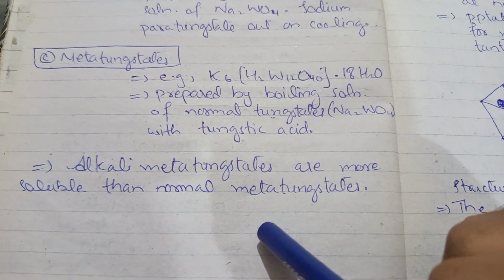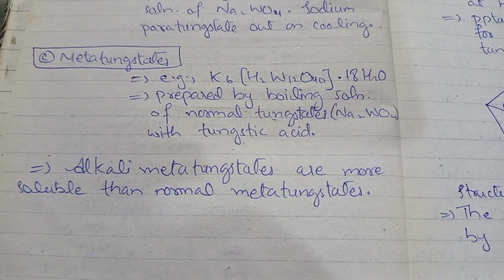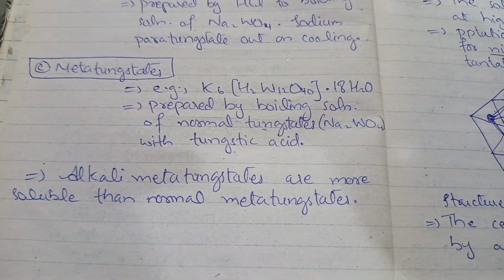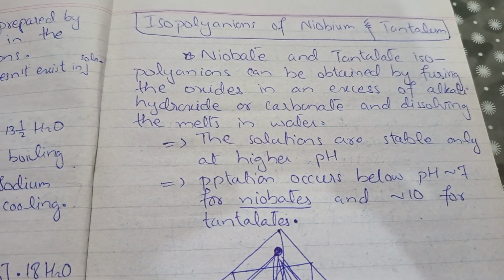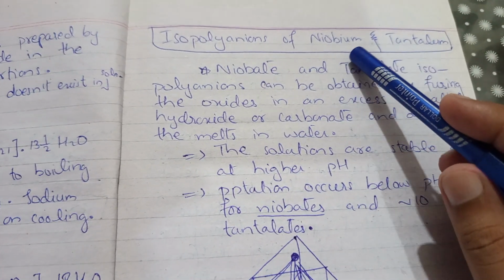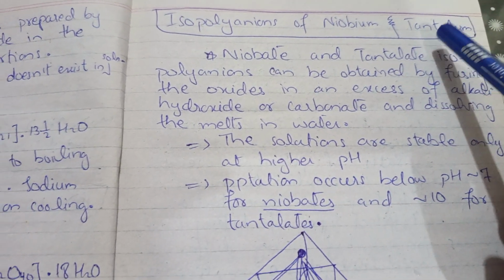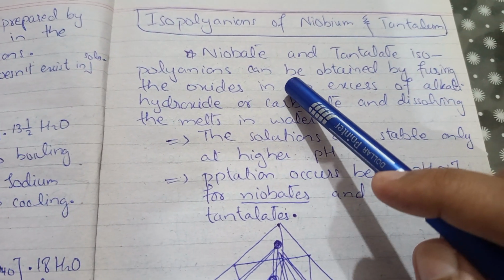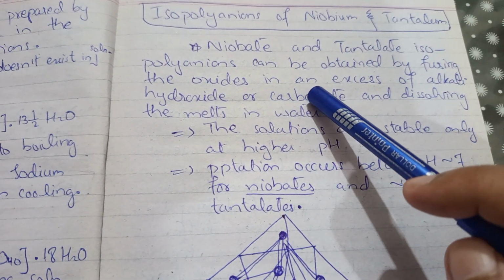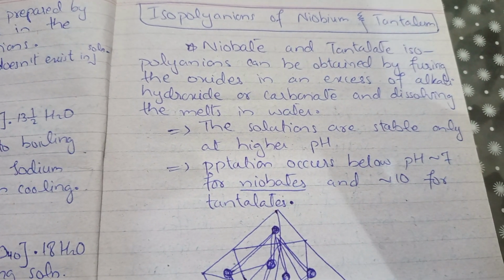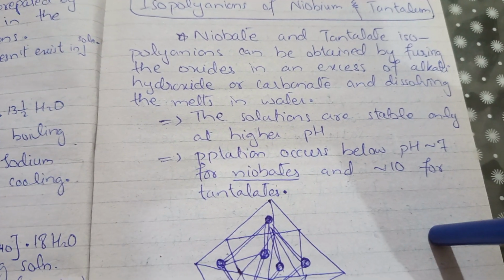Then we can say that alkali metatungstates are more soluble than normal metatungstates. Now we will discuss isopolyanions of niobium and tantalum. Niobate and tantalate isopolyanions can be obtained by fusing the oxides in an excess of alkali hydroxide or carbonate and dissolving the melt in water.